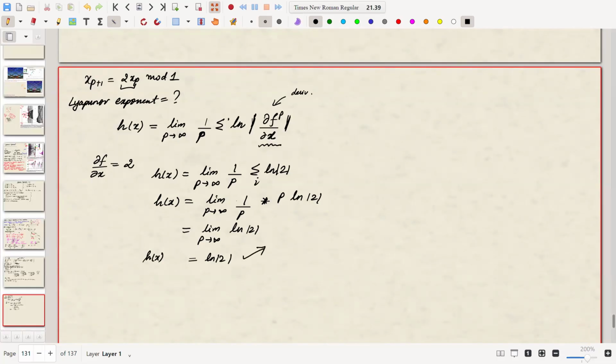Can you find what is the value of ln 2 and let me know? What is ln 2 value? Good. Greater than 0, isn't it? The Lyapunov exponent turned out to be greater than 0. What does this mean? It displays chaos. So it is chaotic.